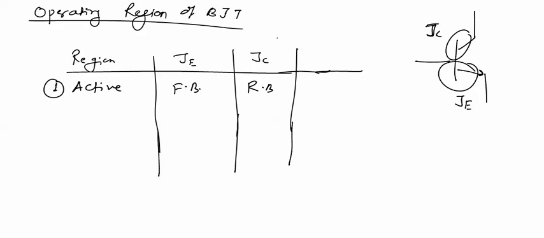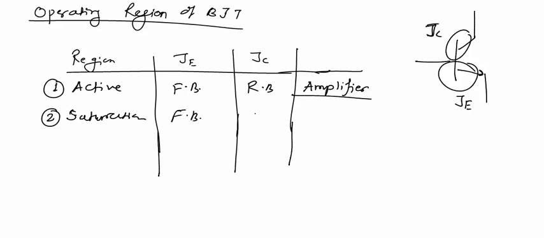Now when used in the active region, it can be used for amplification. So when the transistor is biased in the active region, it can be used as an amplifier. Number 2 is saturation. In saturation, both the junctions are forward biased. Number 3 is cutoff.